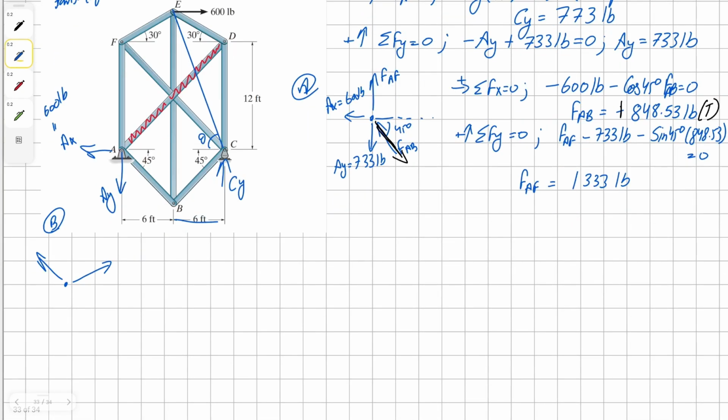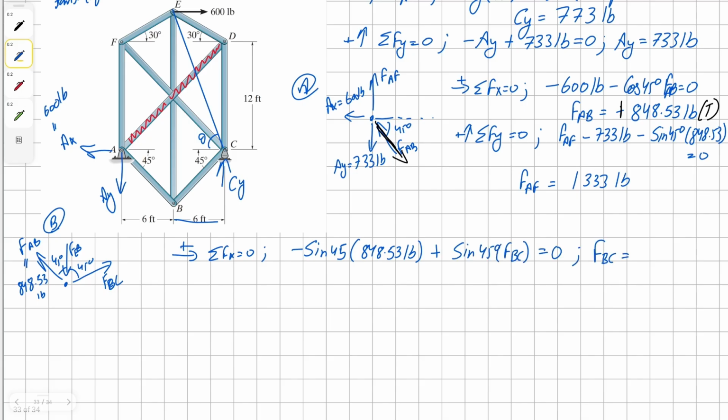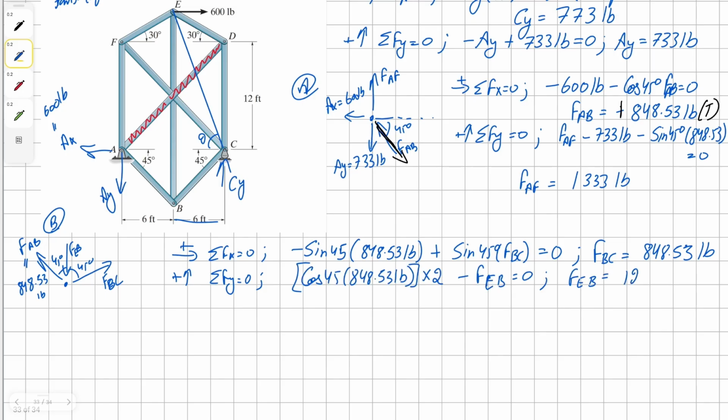At joint B, we have our unknown force from member BC and EB, and our known force AB. Now sum the forces in x direction to find our solution for force BC. So we can have horizontal component of force AB and then the horizontal component of force BC. Solving for force BC, we get a solution as 848.53 pounds. Now we can sum the forces in y direction to find our solution for force EB. So we're going to have vertical component of both member AB and member BC's force. And we get a solution for force EB as 1200 pounds.